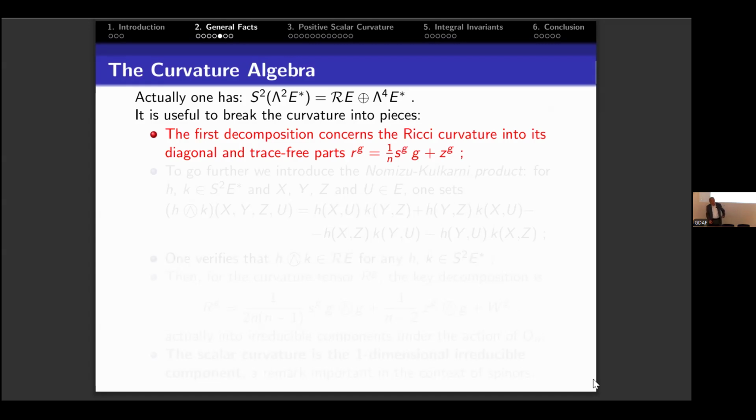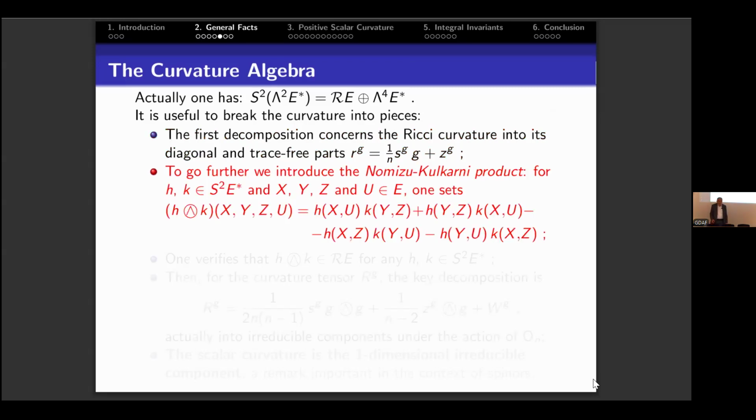The first decomposition concerned the Ricci curvature tensor, which was to separate the diagonal part from the trace-free part. So Ricci can be written as a multiple of the metric, with the scalar curvature function S divided by n, so that the trace is exactly S, plus a piece which is trace-free, where you have taken the trace out. So this is for Ricci.